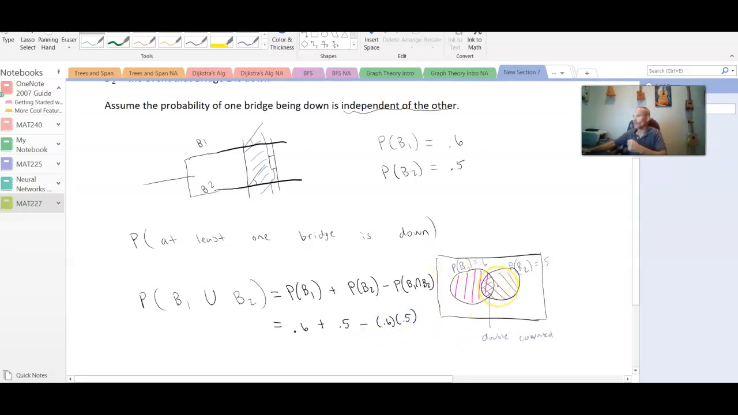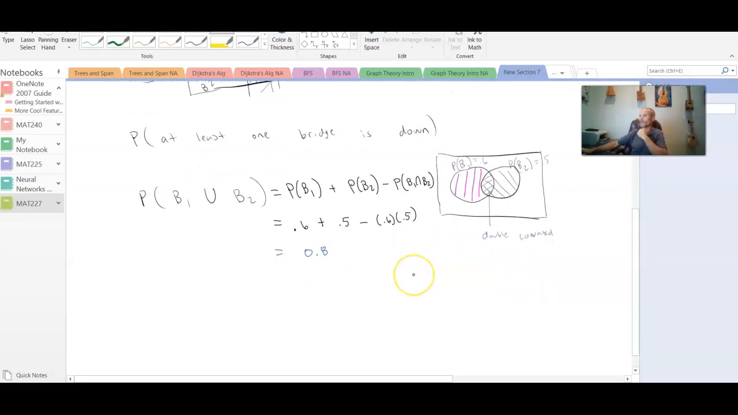So essentially, we're saying, let's go ahead and remove that overlap one time. And therefore, now we're getting a holistic picture of the likelihood of one or the other happening. So this is going to be 1.1 minus 0.3, which is 0.8, which seems more reasonable. 80% of the time, at least one of those bridges will allow you to pass through. And that seems like a pretty good deal.